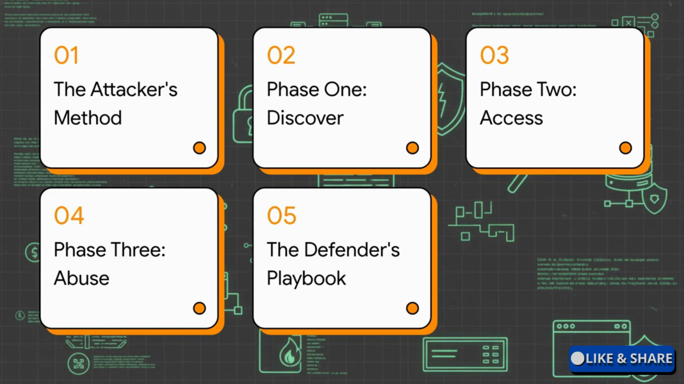Here's our game plan. We're going to follow an attacker's journey through a few key phases. We've got discover, then access, followed by abuse and extract. And once we know how the bad guys operate, we'll switch gears and talk about the defender's playbook. All right, let's get into it.